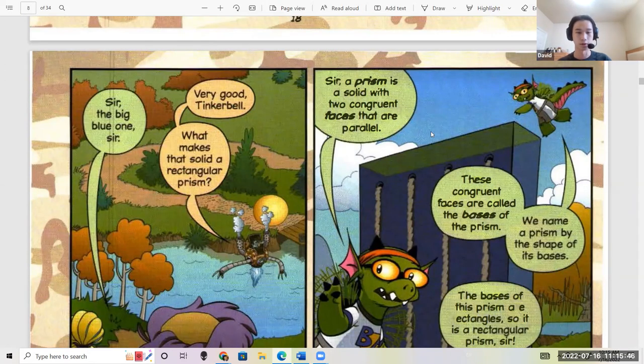Let's see. So a prism, that's what we're defining. So it's a solid, a three-dimensional shape with two congruent faces. Okay. Does anyone know what congruent means? Maybe they learned it somewhere before. Anyone like to share? No, it's okay. No worries. But congruent just means, when you're referring to shapes, that they're the same shape, basically.